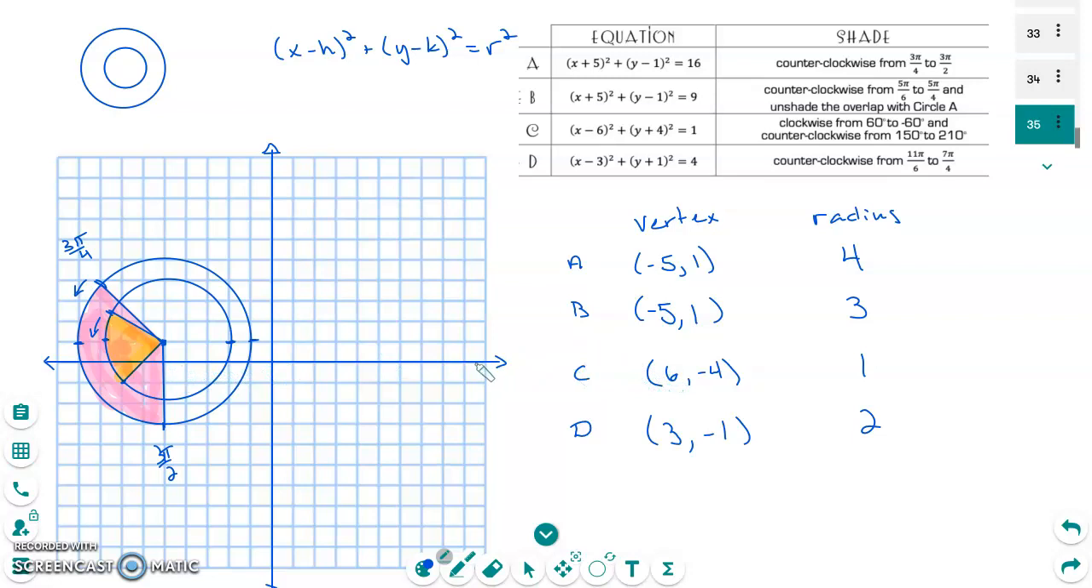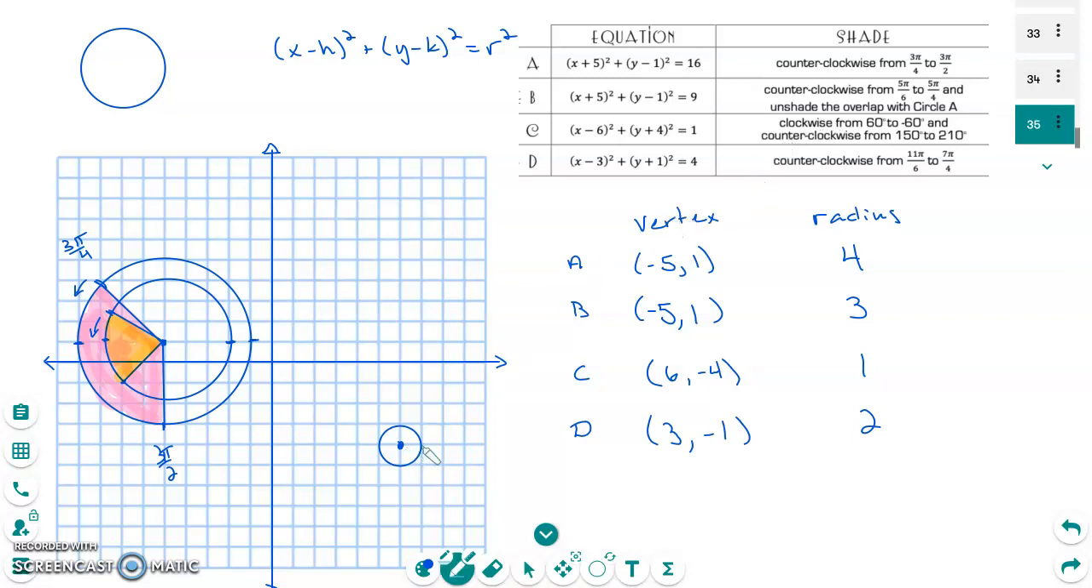So circle C is centered at 6 and -4. So 1, 2, 3, 4, 5, 6, 1, 2, 3. Right there. And it's the little one, the one that has only a radius of 1, so quite small. So it's going to go right there. And let's look at the shading here. So clockwise from 60 degrees to -60 degrees.